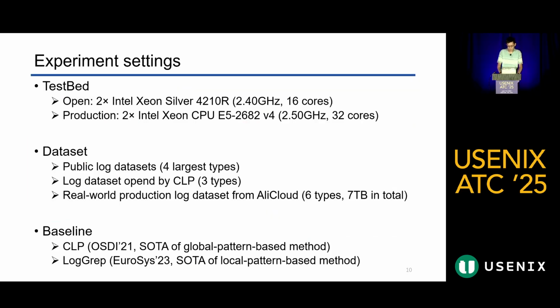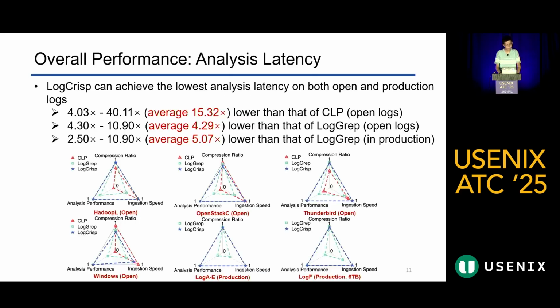We evaluate LogCrisp on Linux servers. We use 3 datasets. 2 of them are opened by previous works. The last one is a real-world production dataset used by Alibaba Cloud. We also evaluate LogCrisp on a 6 TB dataset to show its performance on large-scale logs. We compare with 2 baseline systems, CLP and LogRep. They are SOTA systems for global pattern-based method and local pattern-based method, respectively.